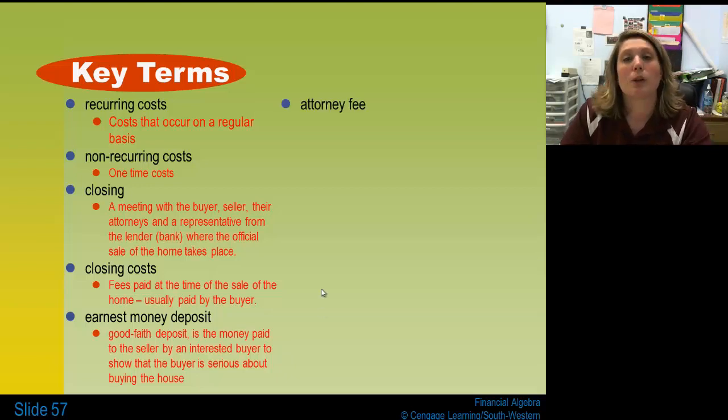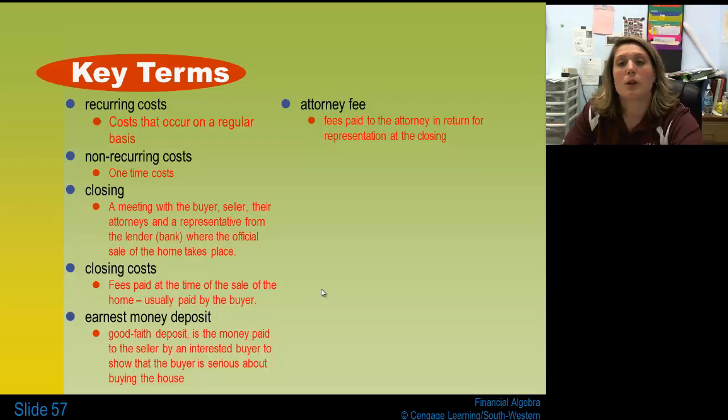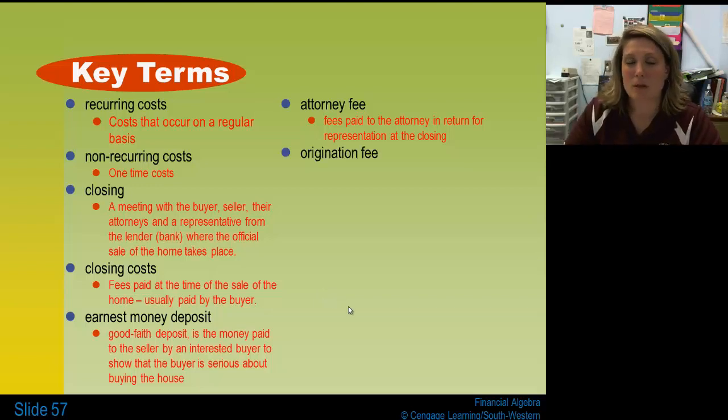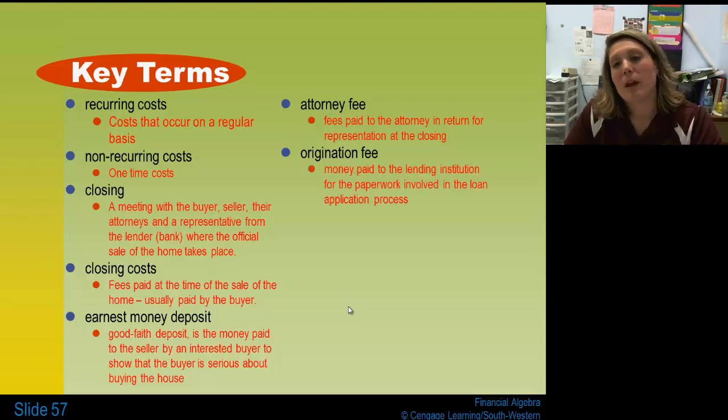The attorney fee, these are fees paid to the attorney in return for representing them at the closing. So you have to have a lawyer there to be able to do all the legal documents for you. You can't do it on your own. The origination fee, this is money paid to the lending institution for the paperwork involved in the loan application process. So you have to pay the bank for filing all of the paperwork that they have to.